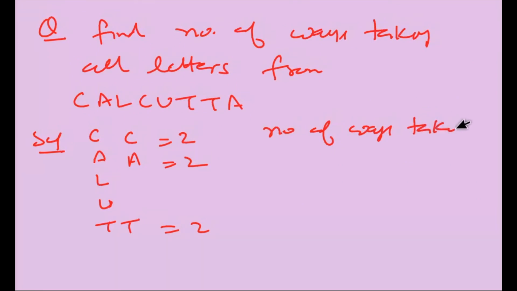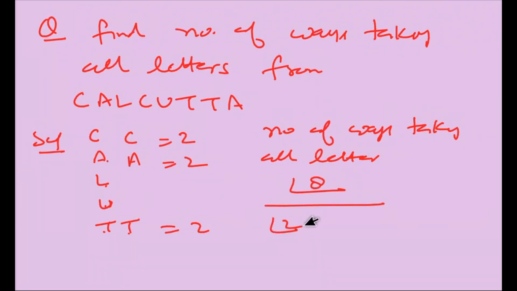Number of ways taking all letters. What is our formula? Total letters are 1, 2, 3, 4, 5, 6, 7, 8. So that is factorial 8. And these 2 are similar, and these 2 are similar, and these 2 are similar. This way you can find the total number of permutations. You can now solve this. It is your work, right?